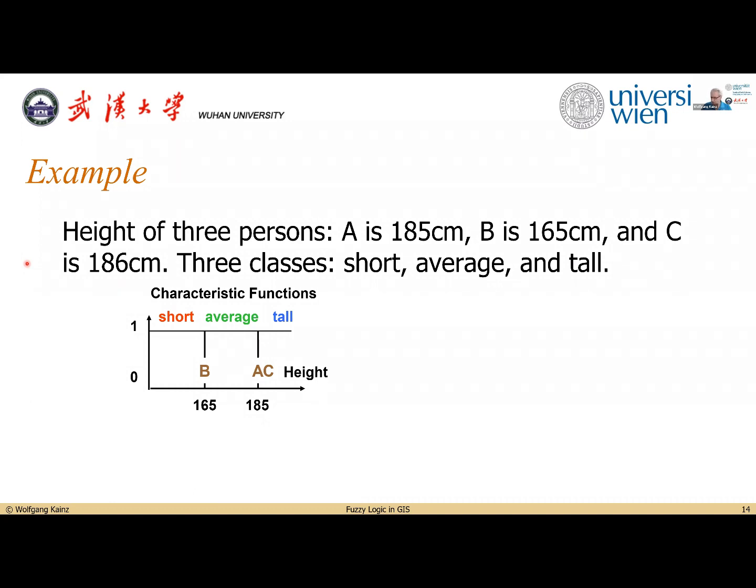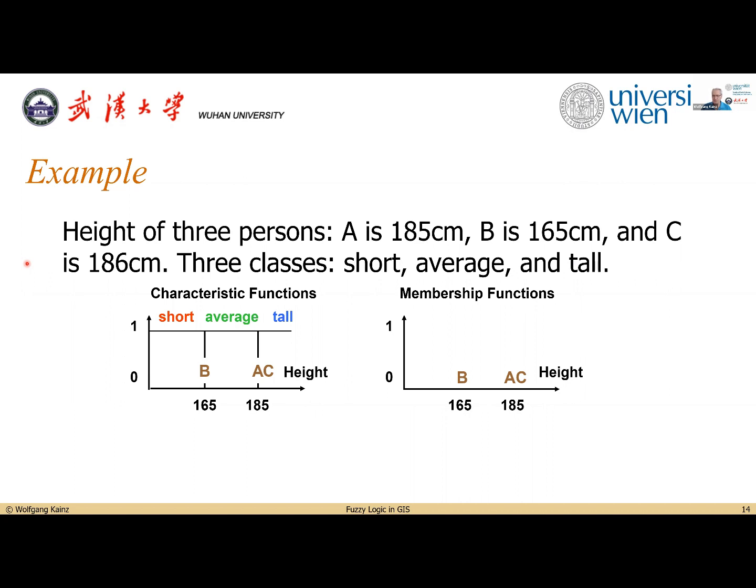So that's the traditional approach with very clear-cut boundaries, or clear class boundaries. If we use a fuzzy approach, we have to define membership functions for every one of the classes. So for short, we have to define a membership function. For average, we have to define a membership function. And for tall, we have to define a membership function that gives us suitable values for a particular height that we enter.